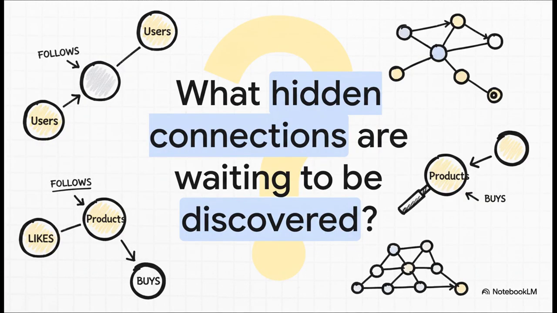So we've seen that our world is basically built on connections. And graph databases give us this incredibly powerful new key to unlock all the secrets hidden in that data. Which really just leaves us with one last question. In your world, what hidden connections are just waiting to be discovered?